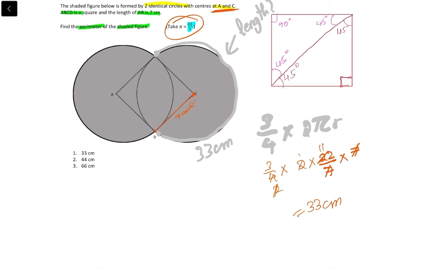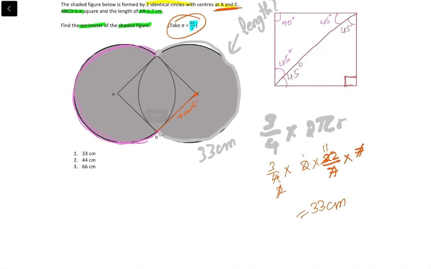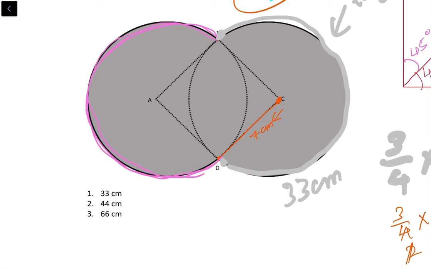But what we have to find is this gray arc plus this pink arc over here. Okay, so I'll just redo everything over here. So again we have this side of the square and this side of the square. Since ABCD is a square, angle BAD would be 90 degrees, and then we have this arc. So again we have formed a quadrant over here.